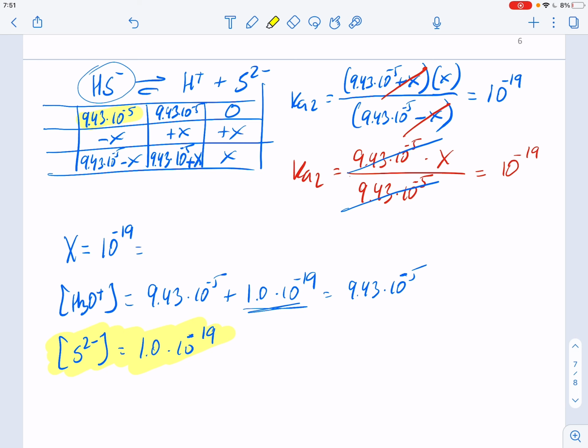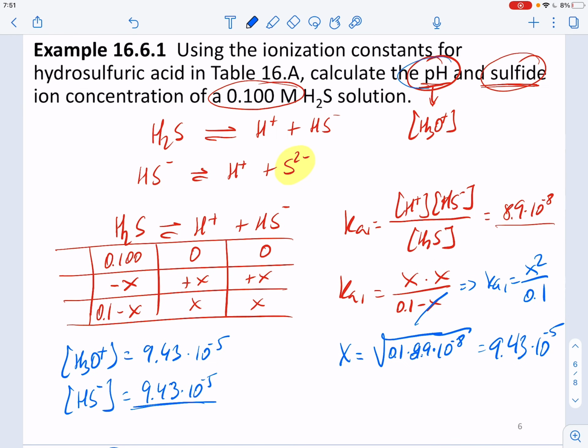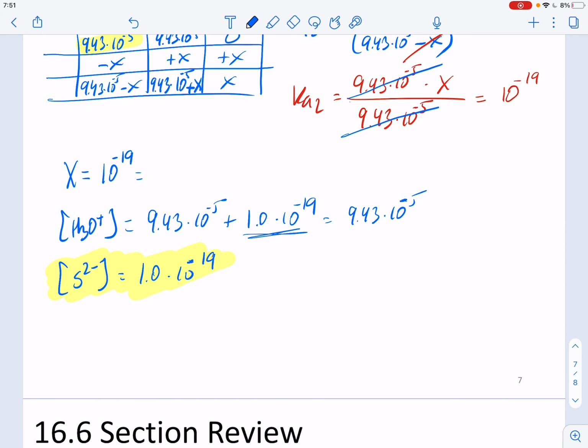But now the other answer, remember we are asking for the pH of the solution, all right? So the pH of the solution is going to be minus log of 9.43 × 10^-5, and that is going to be 4.03.